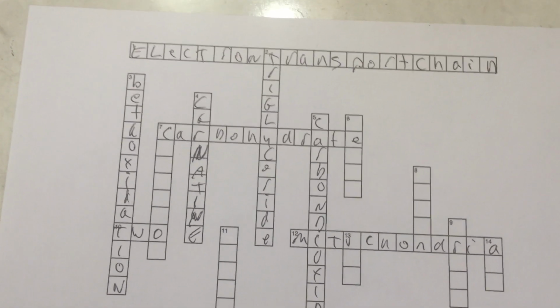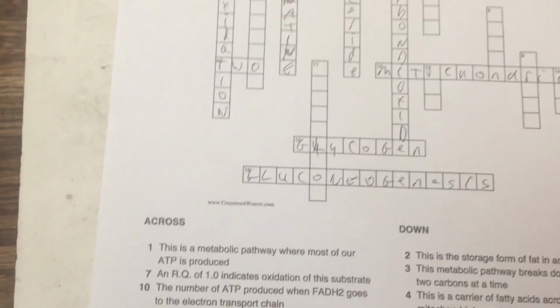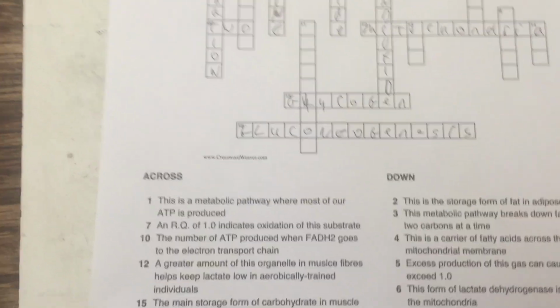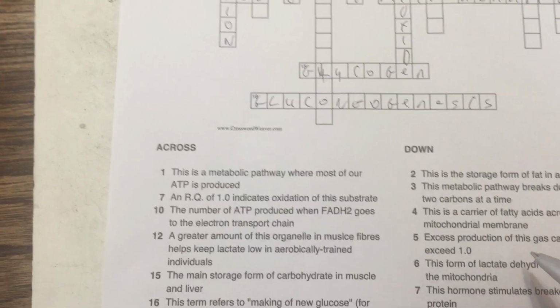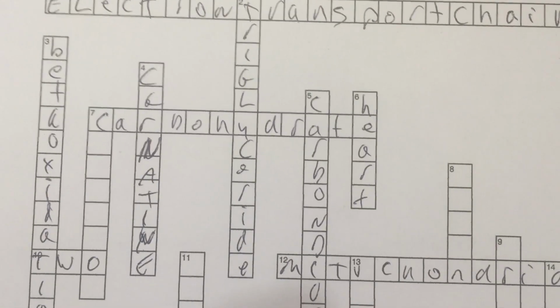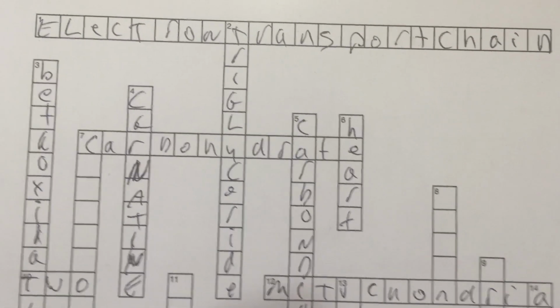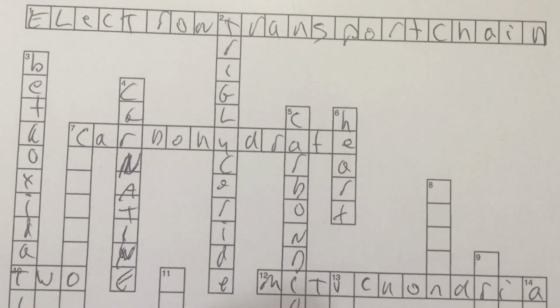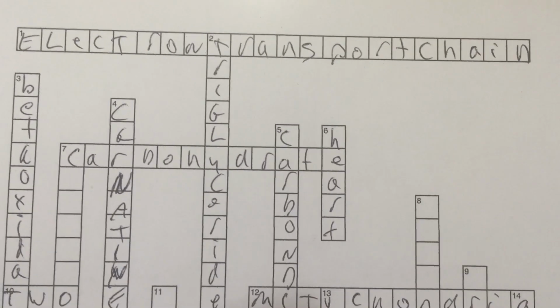This form of lactate dehydrogenase is located in the mitochondria. This is 6 down. This would be your heart form of lactate dehydrogenase. So there's a heart form that's located in the mitochondria, and then there's lactate dehydrogenase M form, or muscle form, that's located outside the mitochondria.